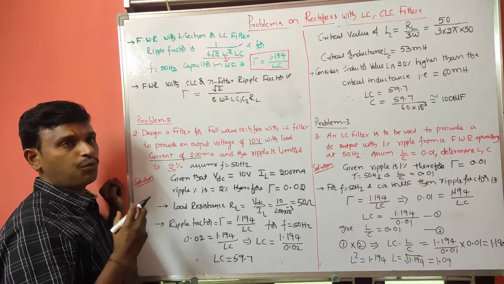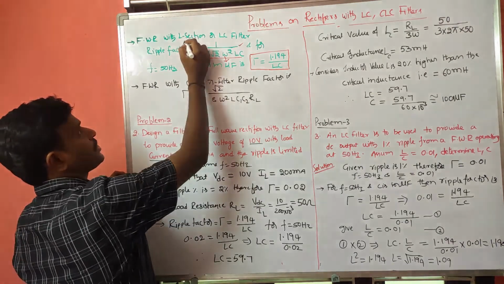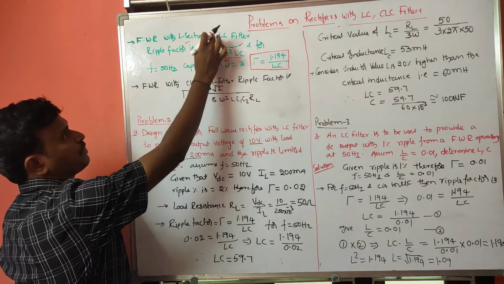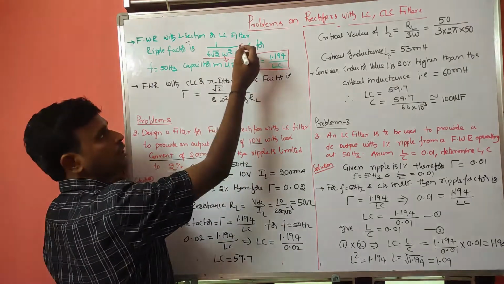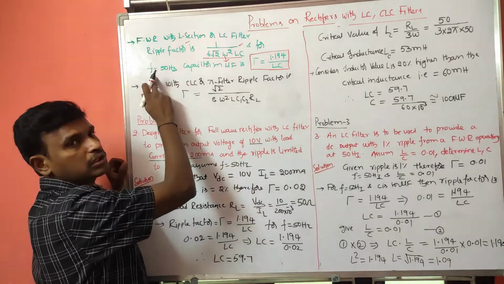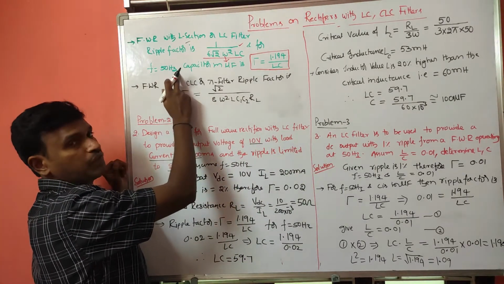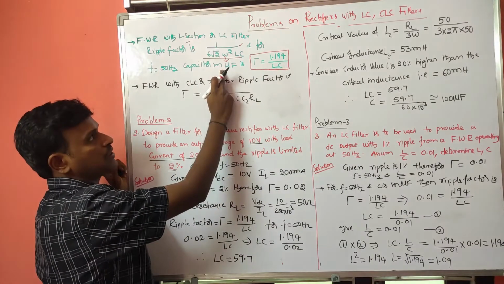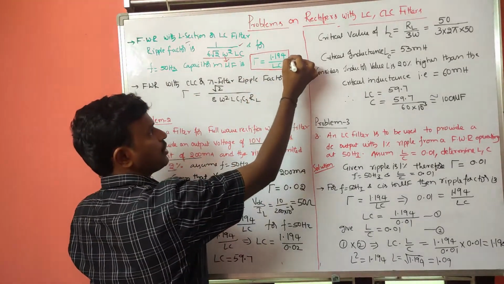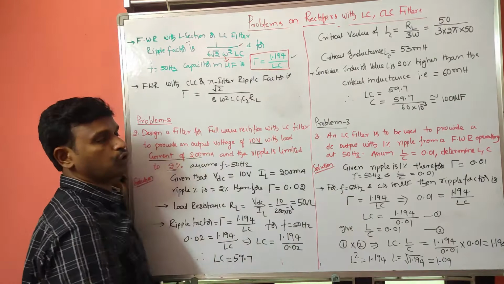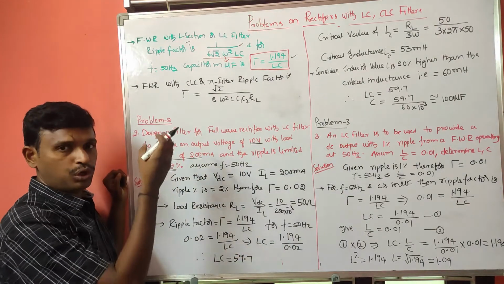Now here we have one formula for the L section filter. For the full wave rectifier with L section filter, or LC filter, the ripple factor is this one. For f equal to 50 Hz and the capacitor in microfarad, we can have the equation 1.194 by LC. So that's what I am going to use here.